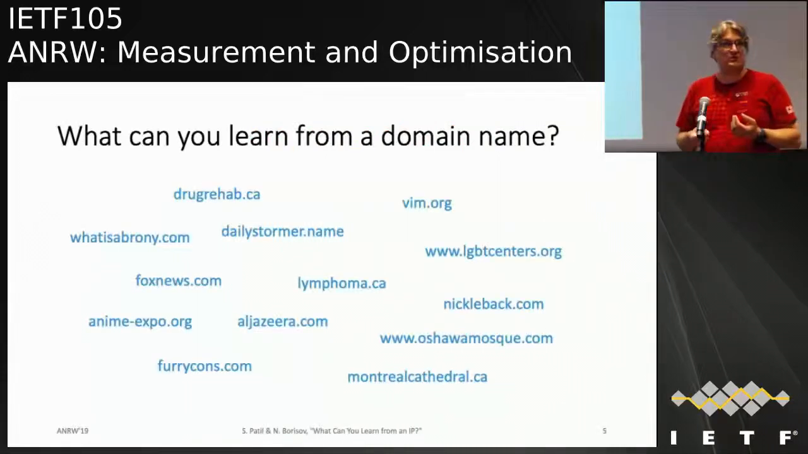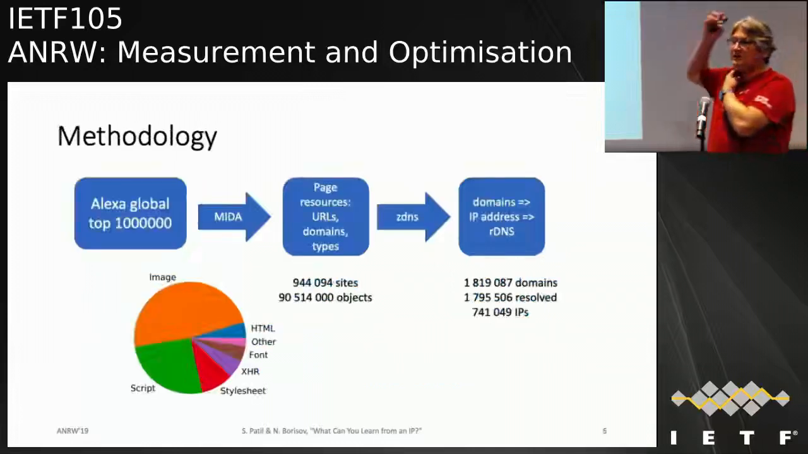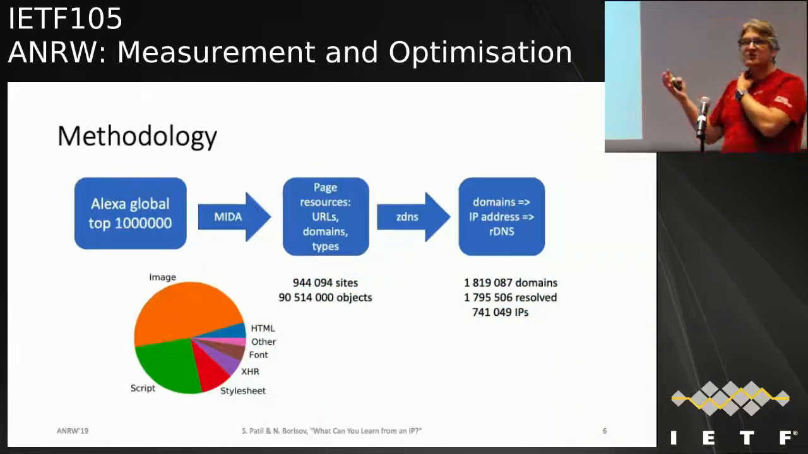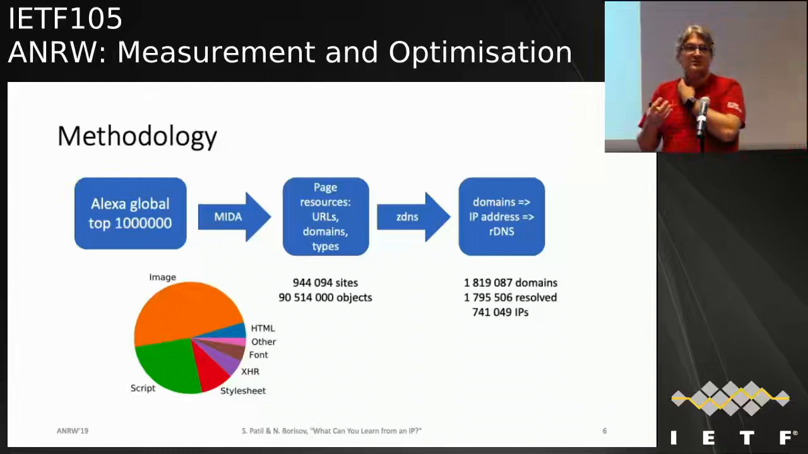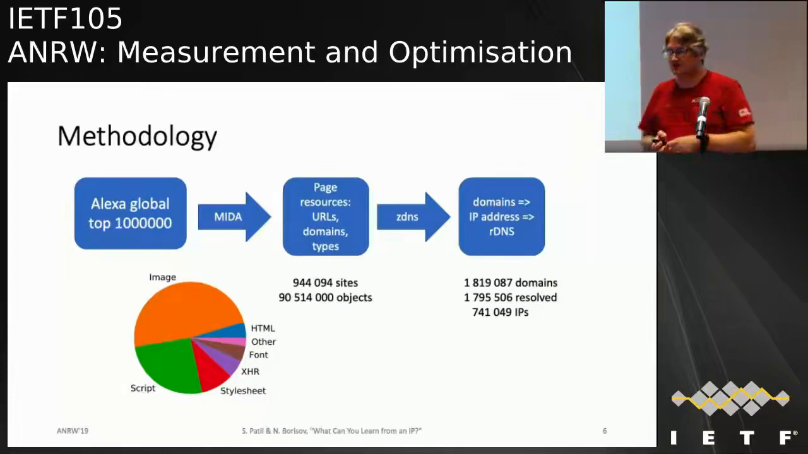So what we wanted to do is try to understand what this IP address tells the adversary. And so we performed a measurement study. We started out with the top 1 million sites as listed by Alexa. And we used a tool called MIDA, developed at the University of Illinois, to crawl these websites and get all of the resources that are involved in showing these web pages.